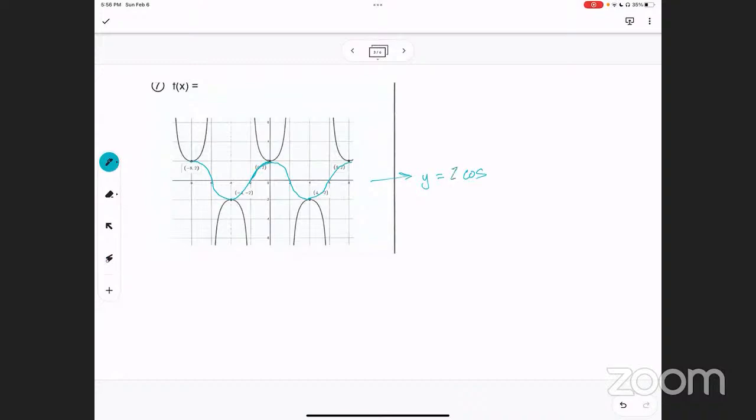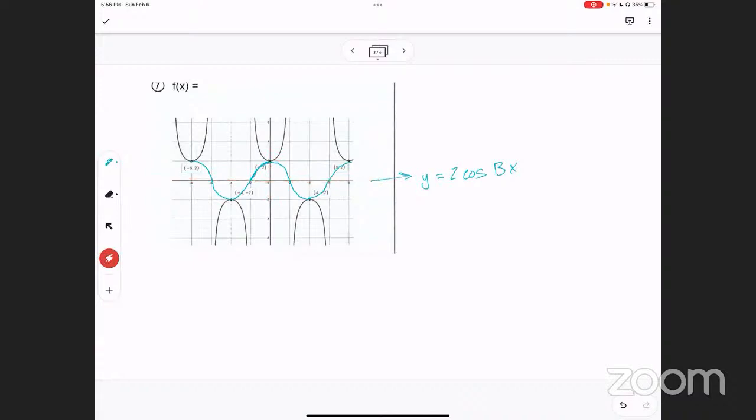It's going to be 2. We don't have a phase shift, which is nice, but I'm going to put dx. And am I going up or down at all? Am I doing a vertical shift at all? No. Look at your midline.